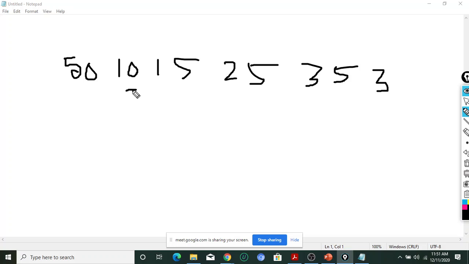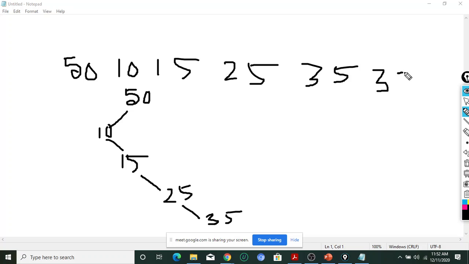50, sir. Right. Then will 10 be placed on the left hand side or right hand side? Left, sir. Left side, right. Then 15? 10 right. 15 is 10 right. Okay, good. 25? 15 right. Okay. 35? 25 right, sir. Okay.